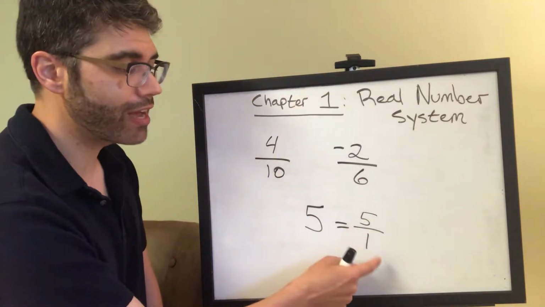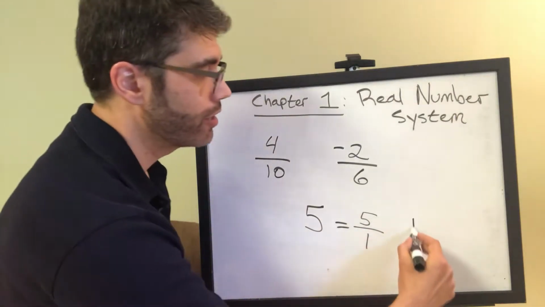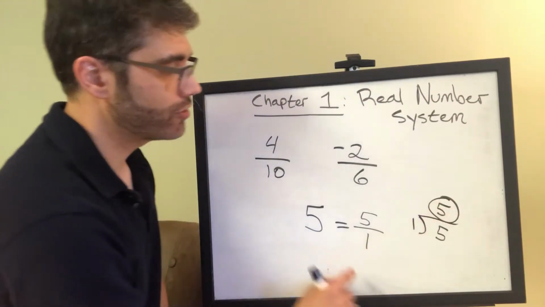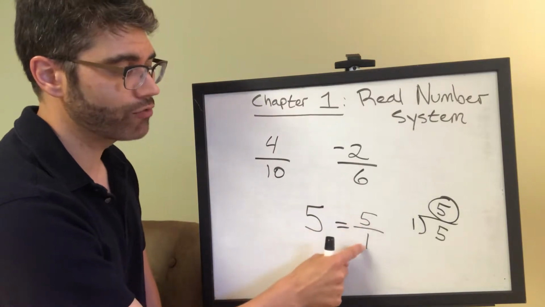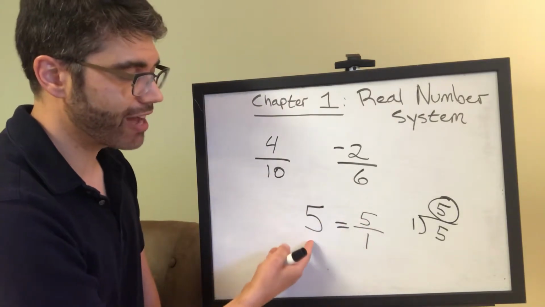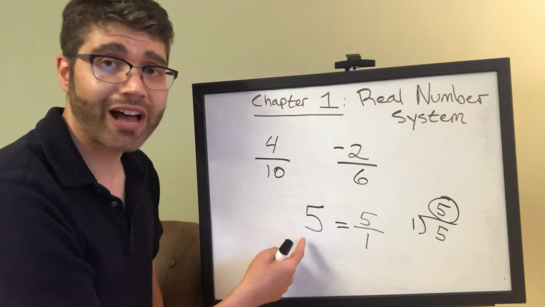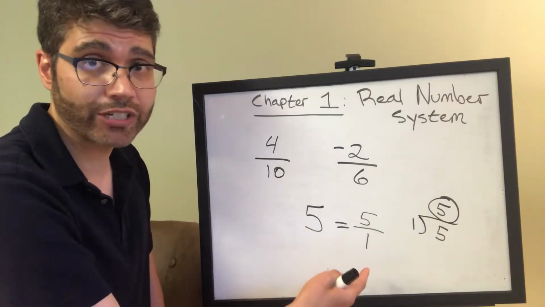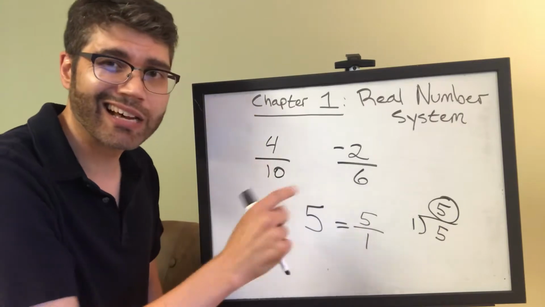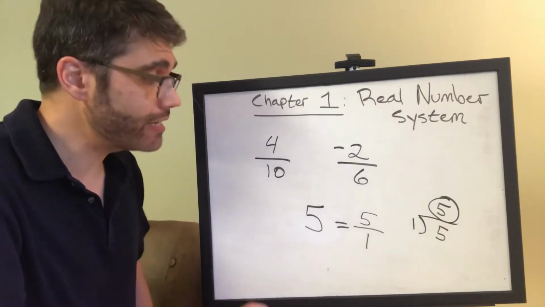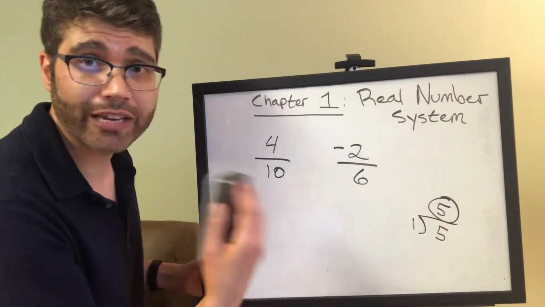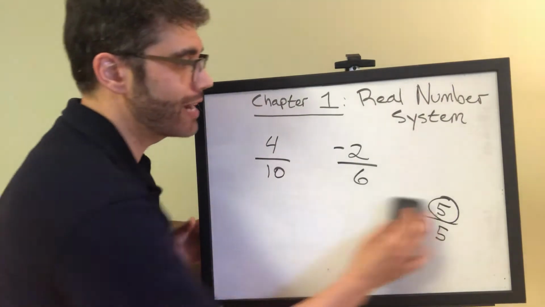How does 5 equal 5 over 1? Because 1 goes into 5 times. So 5 equals 5 over 1. You have rewritten 5 as a fraction. Since 5 is able to be rewritten as a ratio or as a fraction, 5 is thus a rational number. So any number that you can rewrite as a fraction, even if it doesn't look like a fraction at the outset, is a rational number.